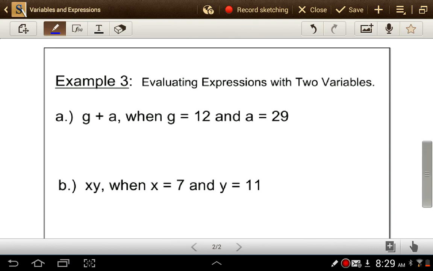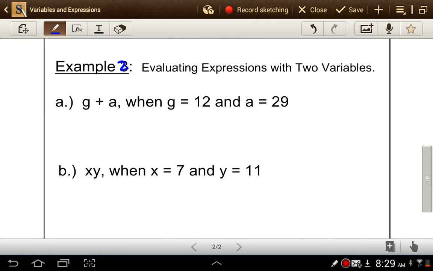Alright, in example, well it says 3, but this is really 2. In example 2, we have evaluating expressions with 2 variables. This is no different. I just now have 2 variables instead of 1 variable. Okay, just plug them both in at the same time. So I plugged in 12 in for G, so that's 12, plus I plugged in 29 in for the A, 12 plus 29. Okay, so that's my substitution step. 12 plus 29 equals 41. And there's your answer.